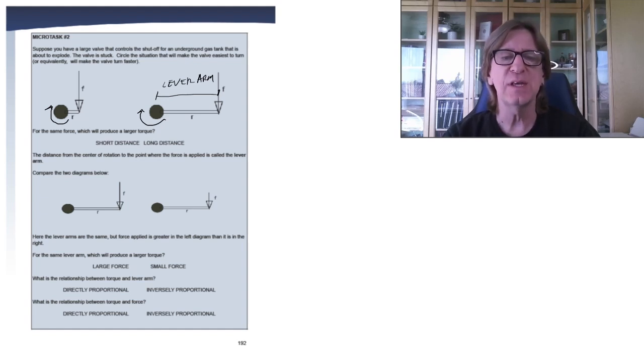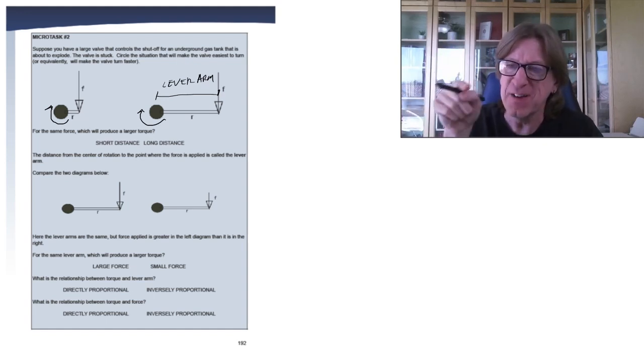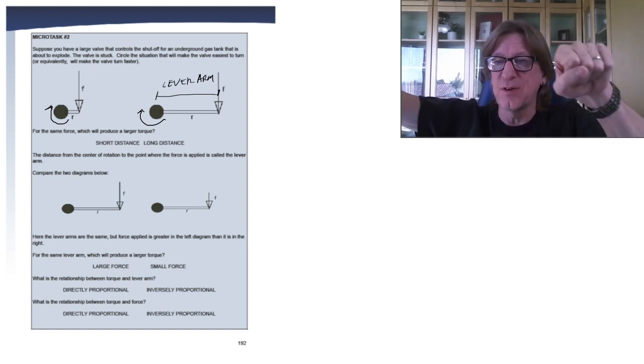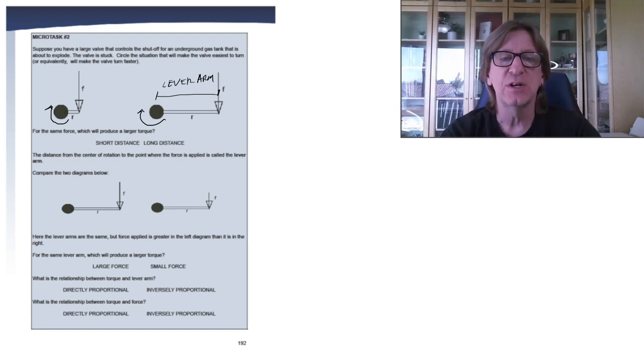All right, so for the same force, which will produce a larger torque? And remember, the torque is what's going to make it spin. So we want it to spin faster so I can get that valve closed as quickly as possible. Which one's going to cause a larger torque? The short distance for the lever arm or the long distance? Think about it and make a choice. Well, you've probably seen, based on your own experience, if I've got this big wrench, I can turn things a lot easier than if I have just a short little wrench. So the longer the distance, the more torque I'm going to be able to apply.